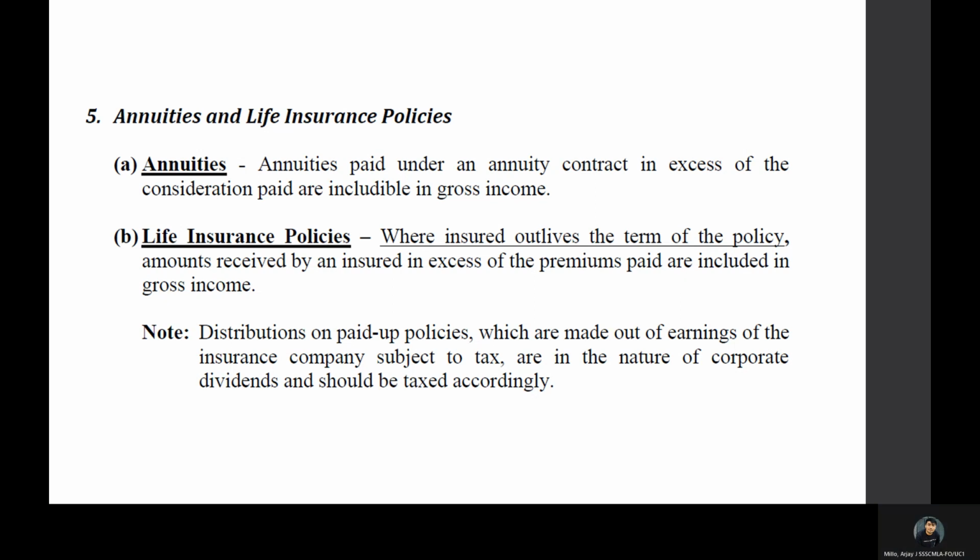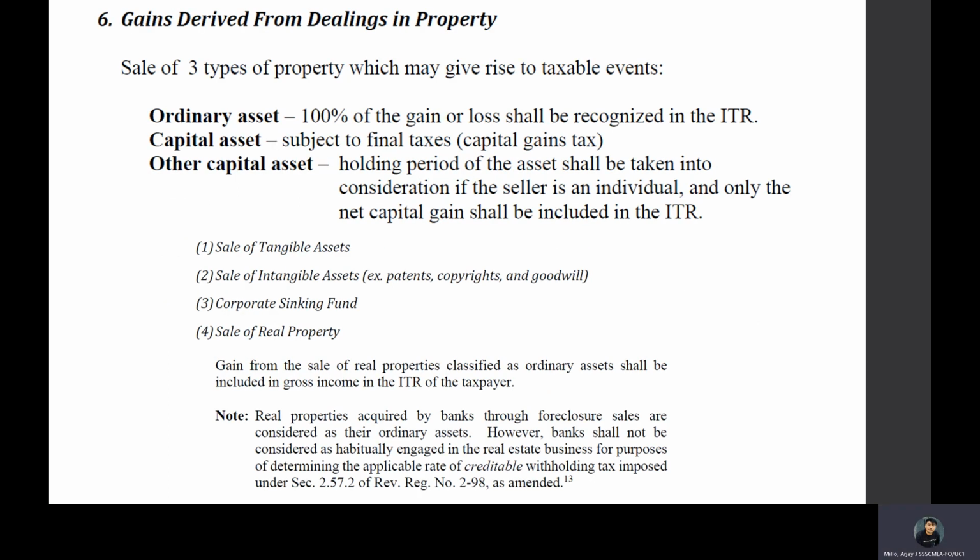Next slide. So gains derived from dealings in property. Sabi dito, we have 3 types of property na pwedeng mag-give rise sa taxable event. So ito yung ordinary asset, capital asset, and other capital asset. So if it involves ordinary asset, since ordinary asset mo yun, part of your inventory, so 100% of the gain or loss shall be recognized in the ITR as if normal trade or business siya.